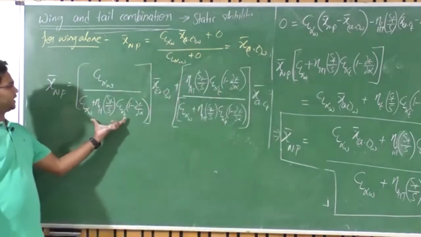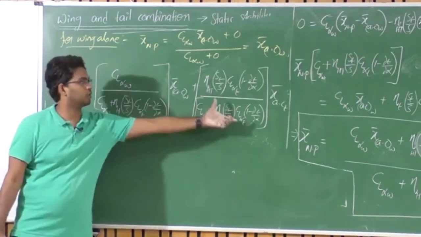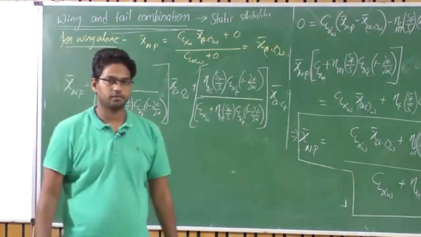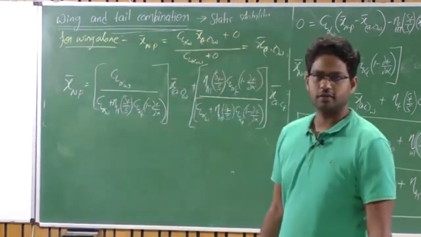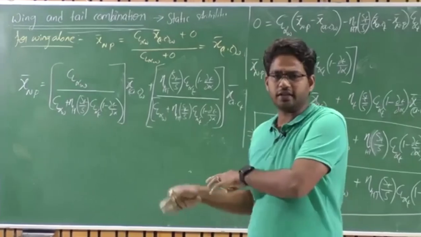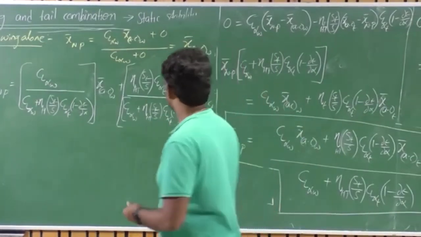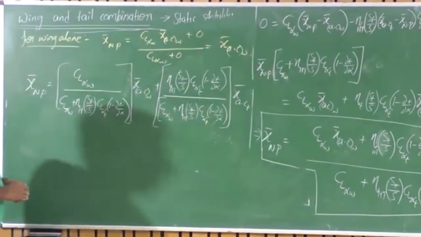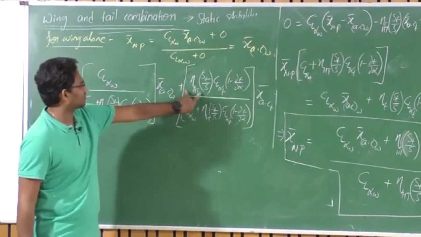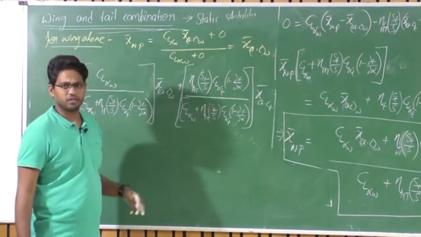So neutral point is the weighted average of CL alpha, lift curve slope of wing and lift curve slope of tail. Do you accept this? Do you appreciate that? So let's understand it in a bit more detail, right? I think you are not happy with this. So let's understand it with a bit more detail, right? What exactly are these terms? So they are disturbing a bit, isn't it?